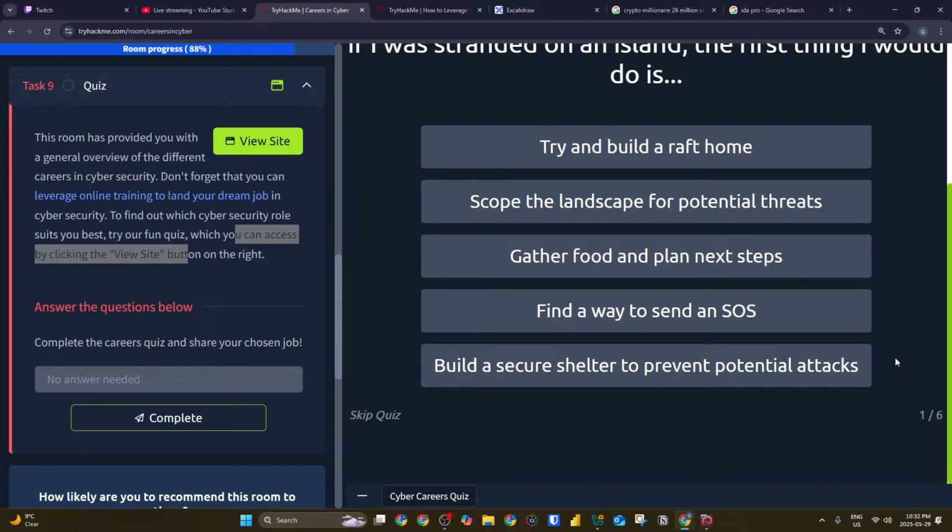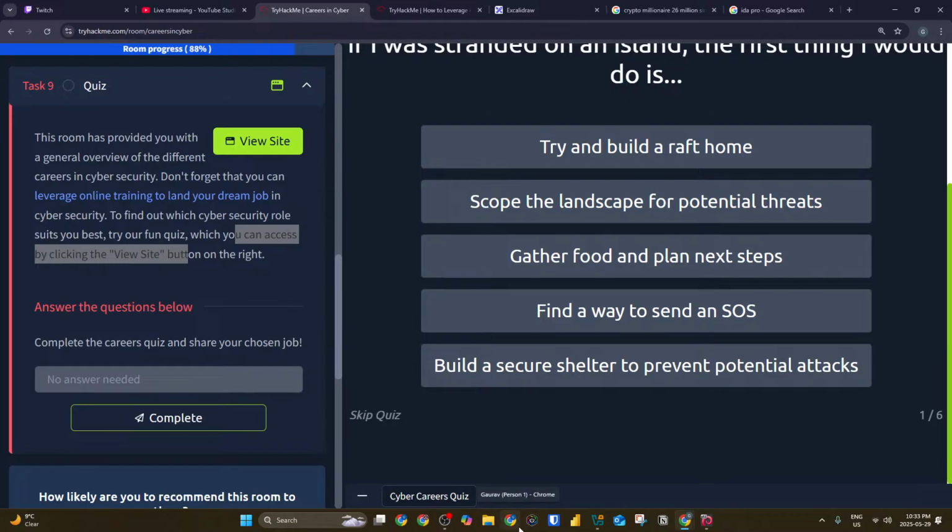Any answers from the audience? The promising newcomers in the cybersecurity field, what would be your pick? Just type 1, 2, 3, 4, 5, whichever you like, and I will go forward with that.